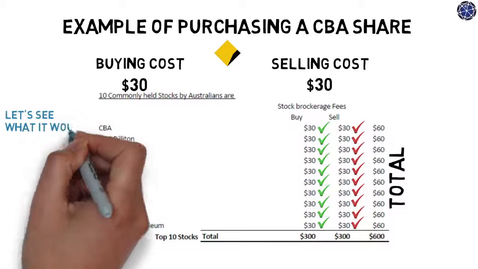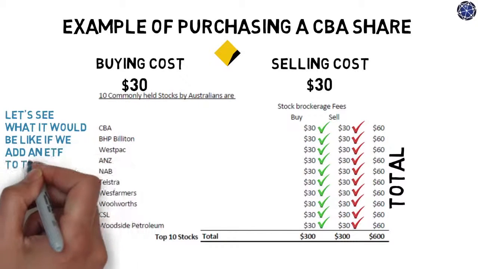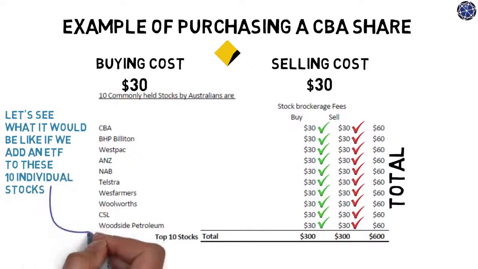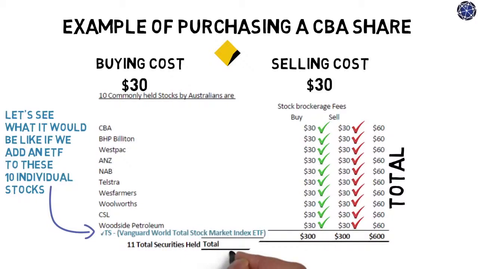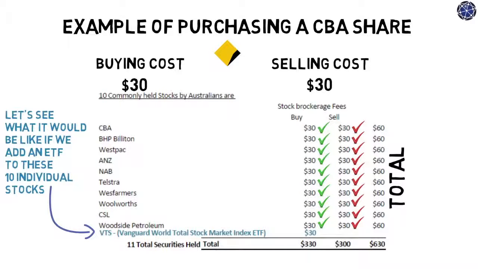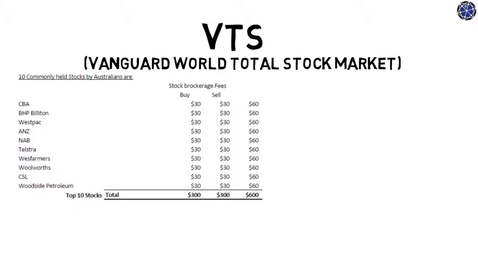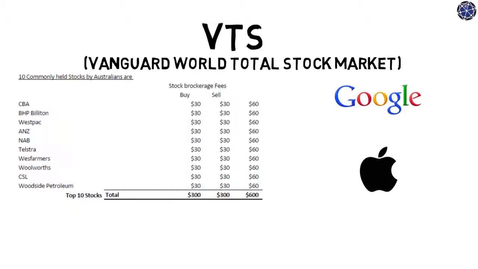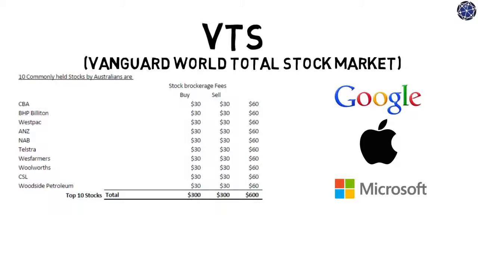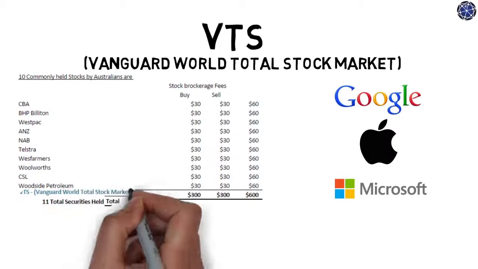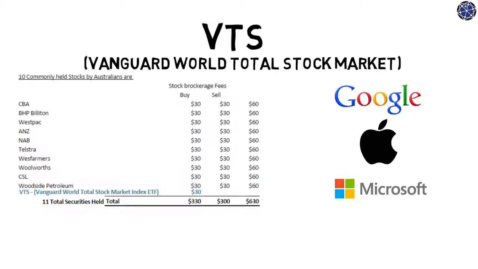So how does an individual share compare with an ETF? Let's say we were to add to our list of top 10 shares an ASX-listed ETF called VTS. VTS stands for Vanguard World Total Stock Market, which comprises multiple large companies like Google, Apple and Microsoft. Say we purchased VTS and added it to our top 10 portfolio of shares, making it 11 total securities held.